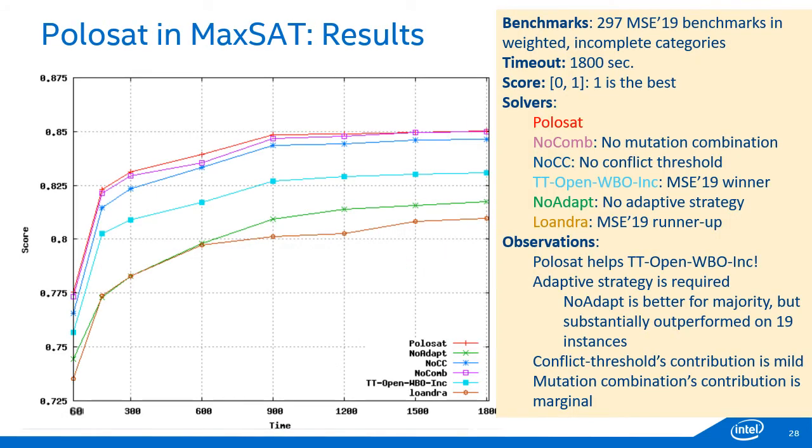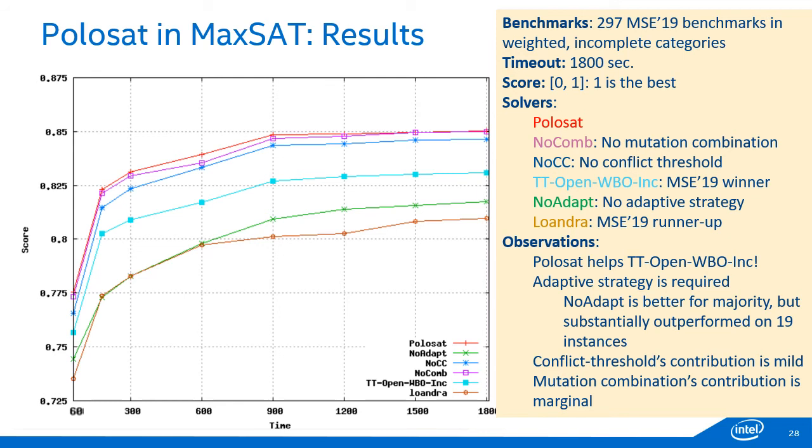And here are the results. We used 297 benchmarks from the MaxSAT evaluation, and we applied a timer of half an hour. Now you can see here the results for a number of solvers. On the x-axis we have the time, so the time goes from 1 minute to half an hour. And on the y-axis we see the score. The closer the score to 1, the better, essentially. The solvers we used include the following ones.